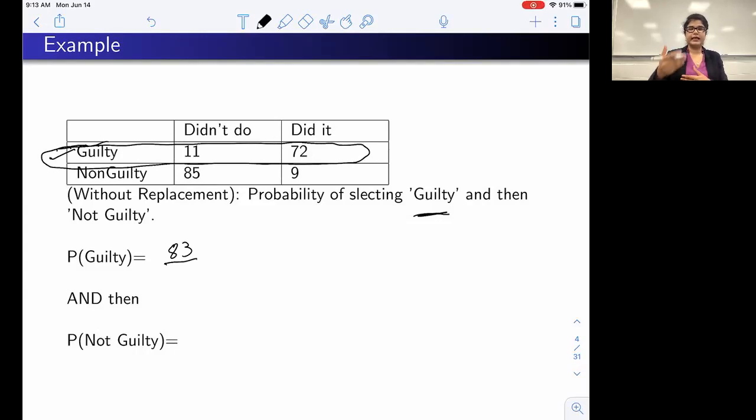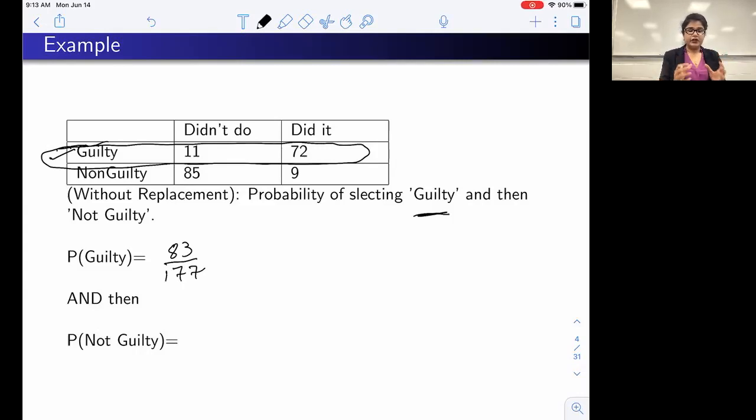Total number of people: how many sample spaces are we having? People who are guilty and people who are non-guilty, we are adding them together. 11 plus 72 plus 85 plus 9. So what was the value? I think all together, 177. So the probability of finding guilty people is 83 out of 177.